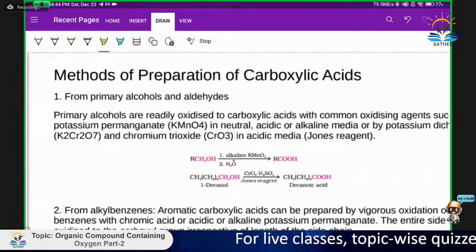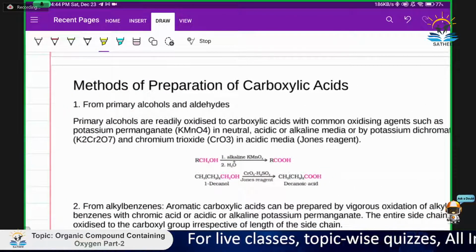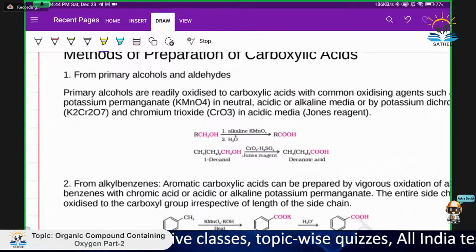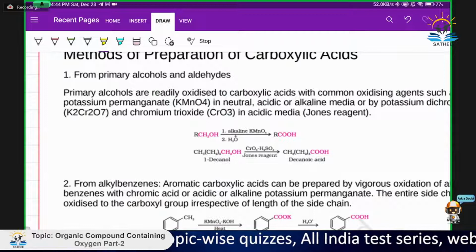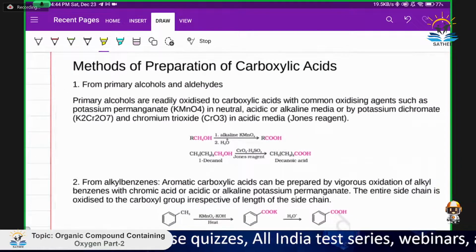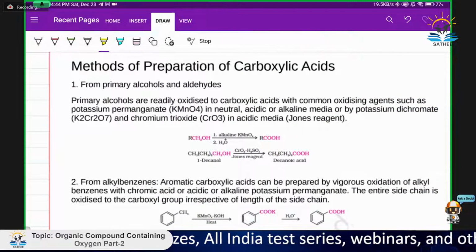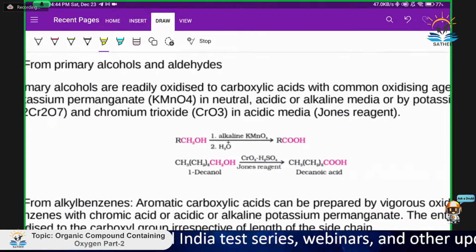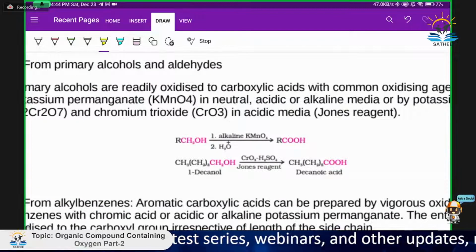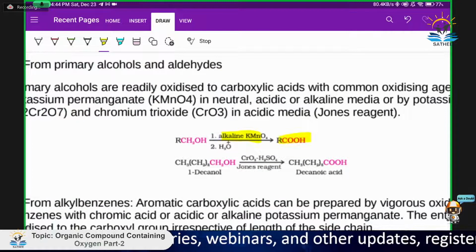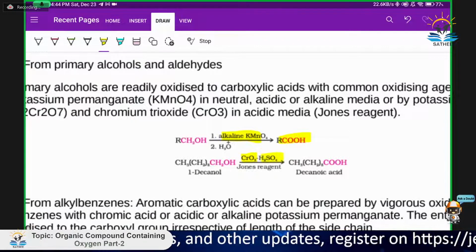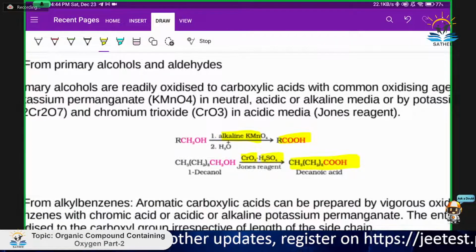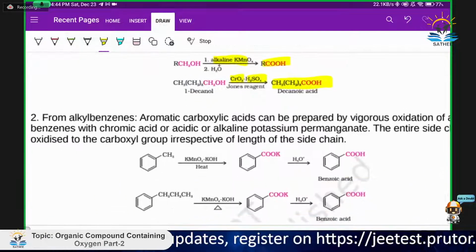Okay, now we'll see the preparation of carboxylic acid. The first method is from primary alcohols and aldehydes. We have already seen that by simply oxidizing we get the corresponding carboxylic acid. Here we are using alkaline KMnO4, a strong oxidizing agent, to get the corresponding carboxylic acid, or we can use CrO3-H2SO4, which is known as Jones reagent, and we will get the corresponding carboxylic acid here also. Next, from alkyl benzenes.